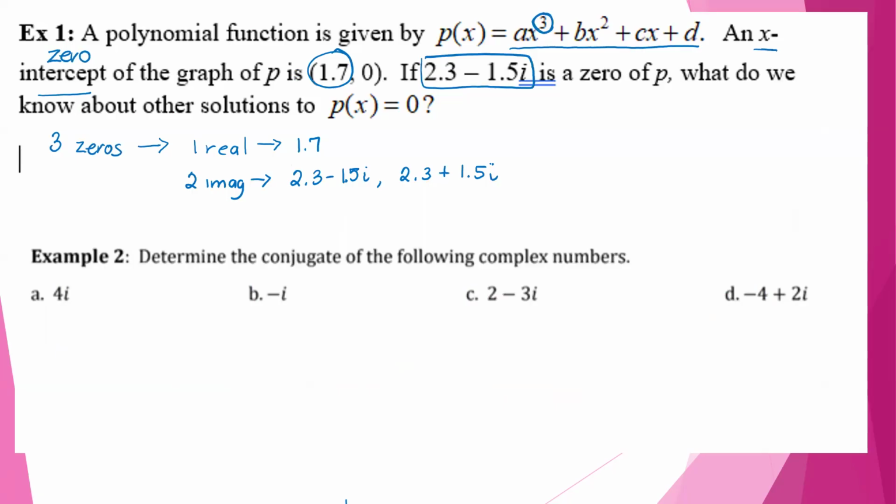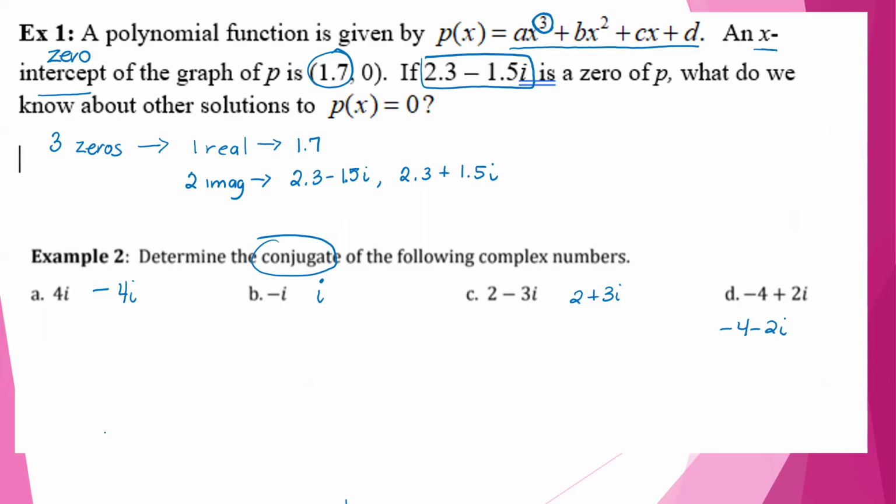And this is just a review. I should have put this first, but what are conjugates? We change the what? The imaginary part. So what is the conjugate of 4i? Negative 4i. What's the conjugate of negative i? Positive i. What's the conjugate of 2 minus 3i? 2 plus 3i. And what's the conjugate of negative 4 plus 2i? Negative 4 minus 2i. What's the conjugate of 5? Just 5. There's no imaginary part. Conjugate of 5 is 5.